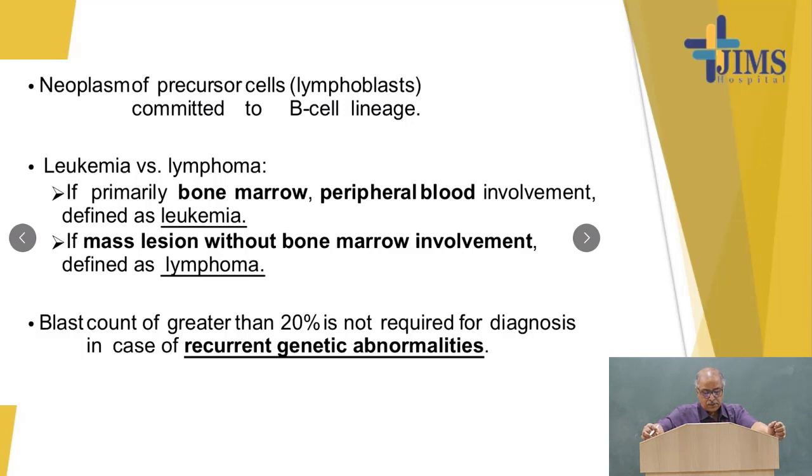A blast count of greater than 20% is not required for diagnosis in case of recurrent genetic abnormalities. Otherwise, if there is a blast count, the 20% threshold has to be maintained. If there is a genetic abnormality with these features, it will be treated as an acute lymphoblastic leukemia.